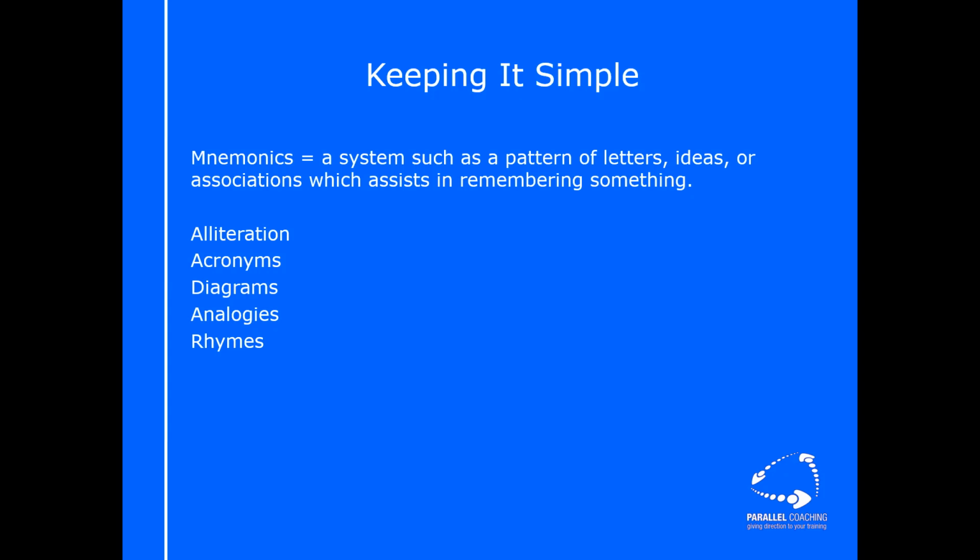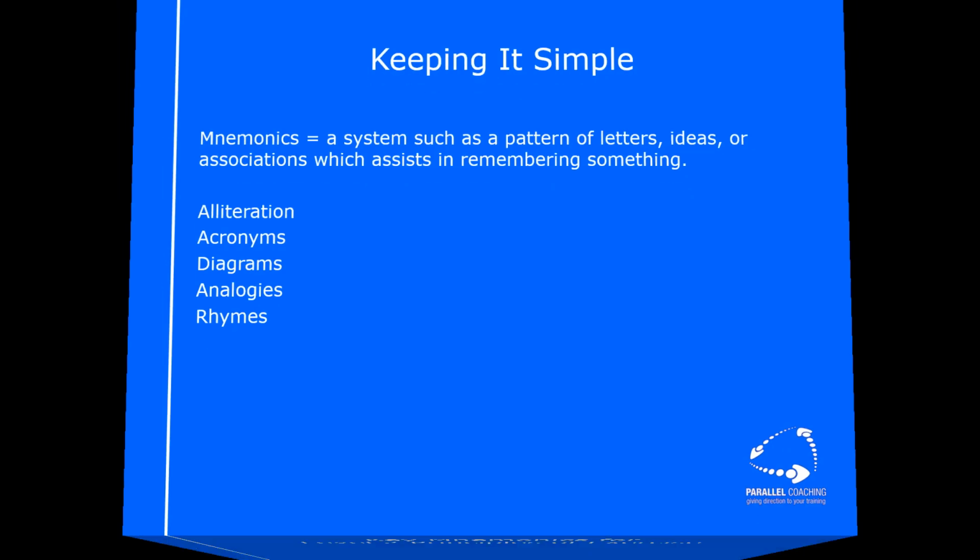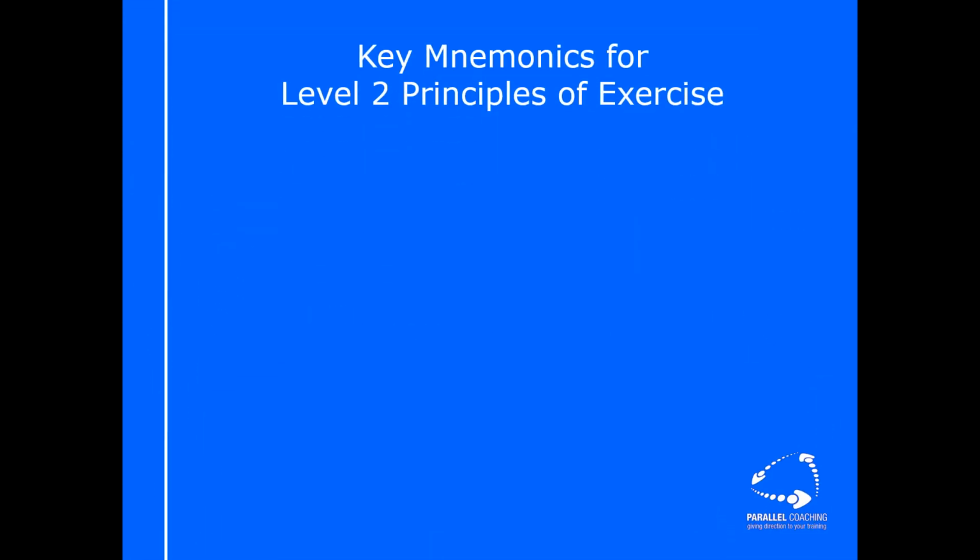Now, you probably do this a lot in different areas, and we're going to explore a few of these. Examples of some mnemonics include alliteration, acronyms, diagrams, analogies, and rhymes. So we're going to use a couple of these here today in relation specifically to your level 2 principles of exercise exam. So this is where you need to grab that pen.